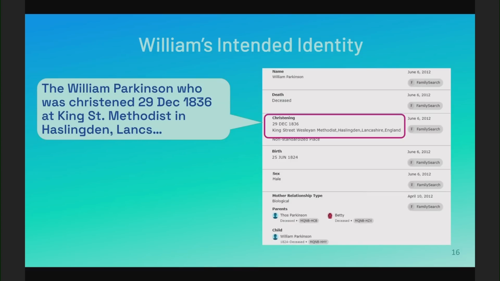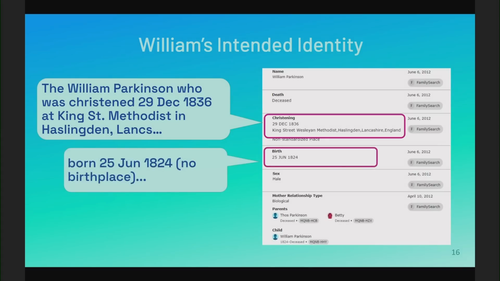This is very helpful because it's so specific. This profile is meant to represent the guy who was christened on the 29th of December in 1830 or 36 at the King Street Methodist Church in Haslingden, Lancashire. His birth date is the 25th of June, 1824, but notice there is no birthplace. And that is often the case on English christening records at this time. If the birth date was even included, many times it wasn't. It was just the christening date and location.